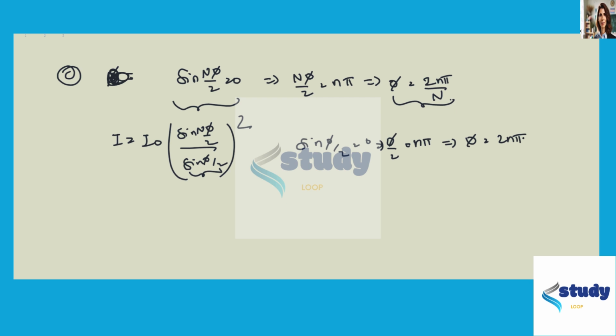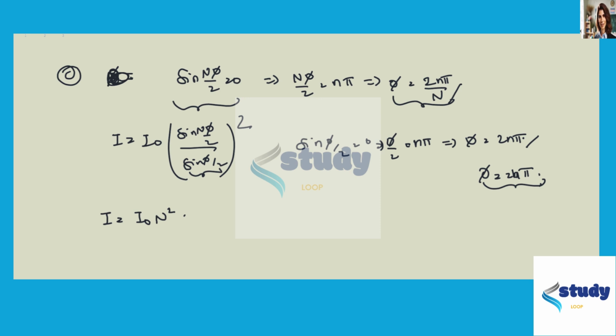So all the multiples of 2 pi by n, except for those that are multiples of 2 pi, give a minima. What about the multiples of 2 pi? That is when phi is equal to 2m pi. We just saw that these give you a maxima. We can see that by simply doing L'Hopital's rule, and seeing that when both the numerator and denominator are 0, I is equal to I naught n squared.